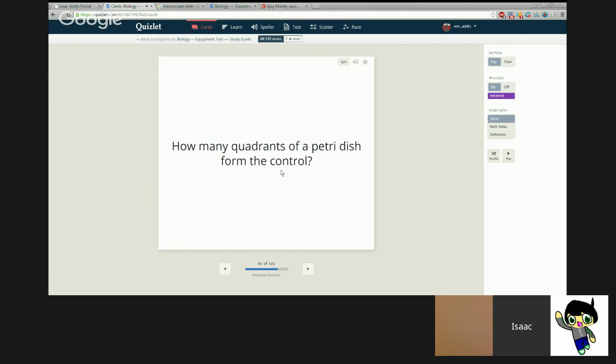How many quadrants? 1. Right. Yeah. Ted, function of the loop. You got the bacteria stuff.